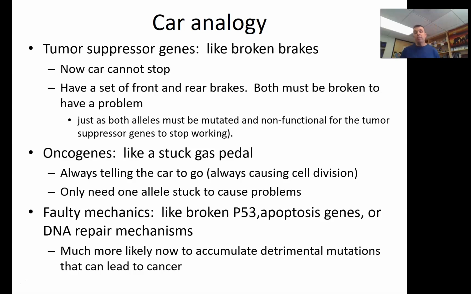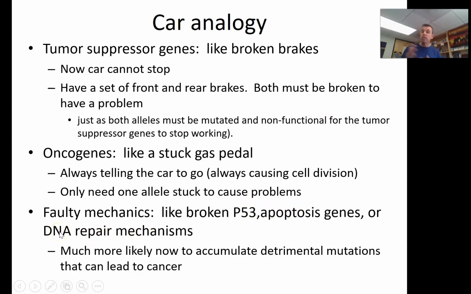And then we can now even add in faulty mechanics. All right, so you're much more likely to have a car crash if your brakes are broken and your accelerator is stuck. Then you're really in trouble, right? Well, if you have tumor suppressor genes mutated and you have oncogenes in the same cell, that's that accumulation of mutations that can really lead to cancer as well. And what's going to make this more likely? Well, faulty mechanics are going to make it more likely that your car's not working. And the cellular equivalent of mechanics are p53 apoptosis genes or DNA repair mechanisms.